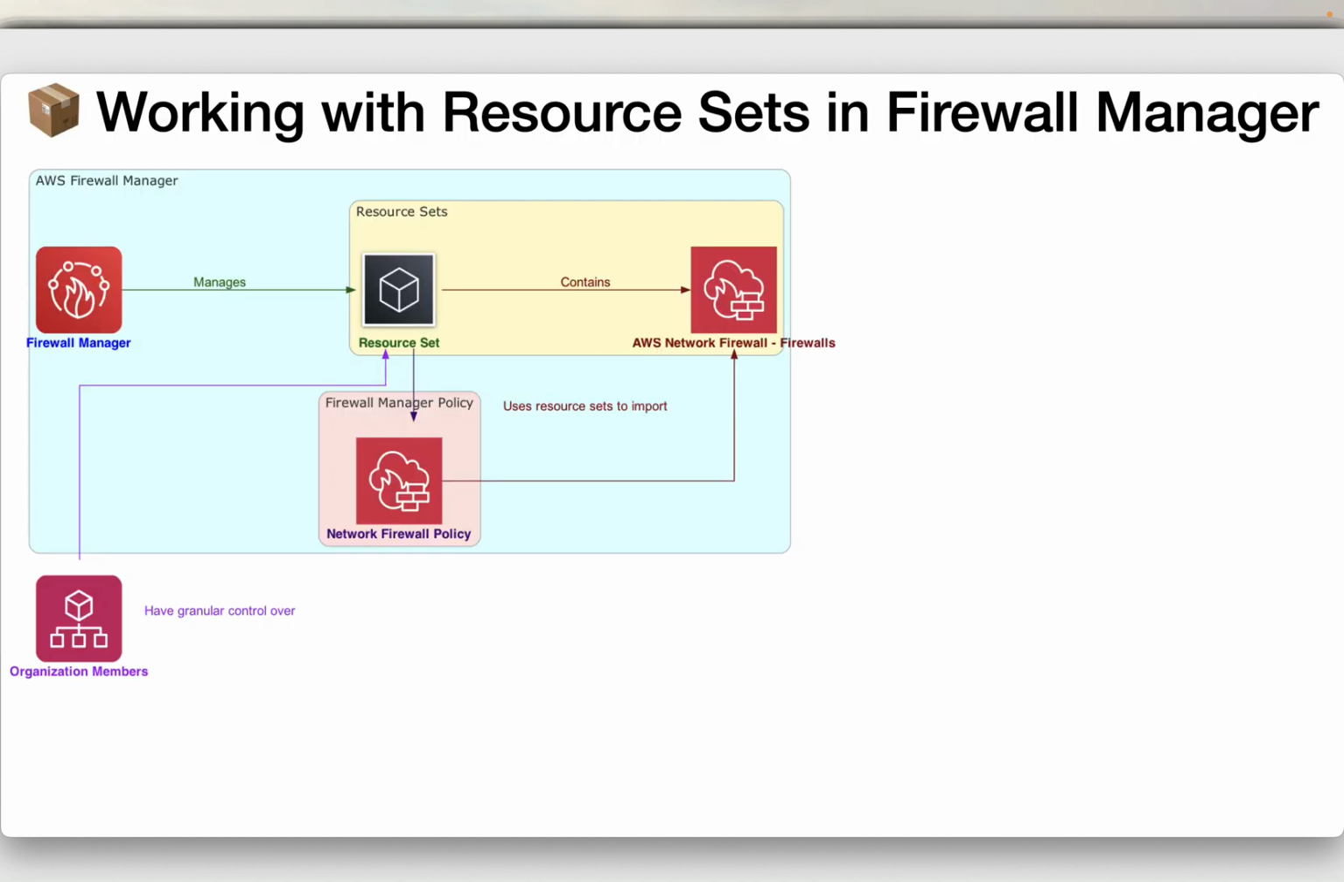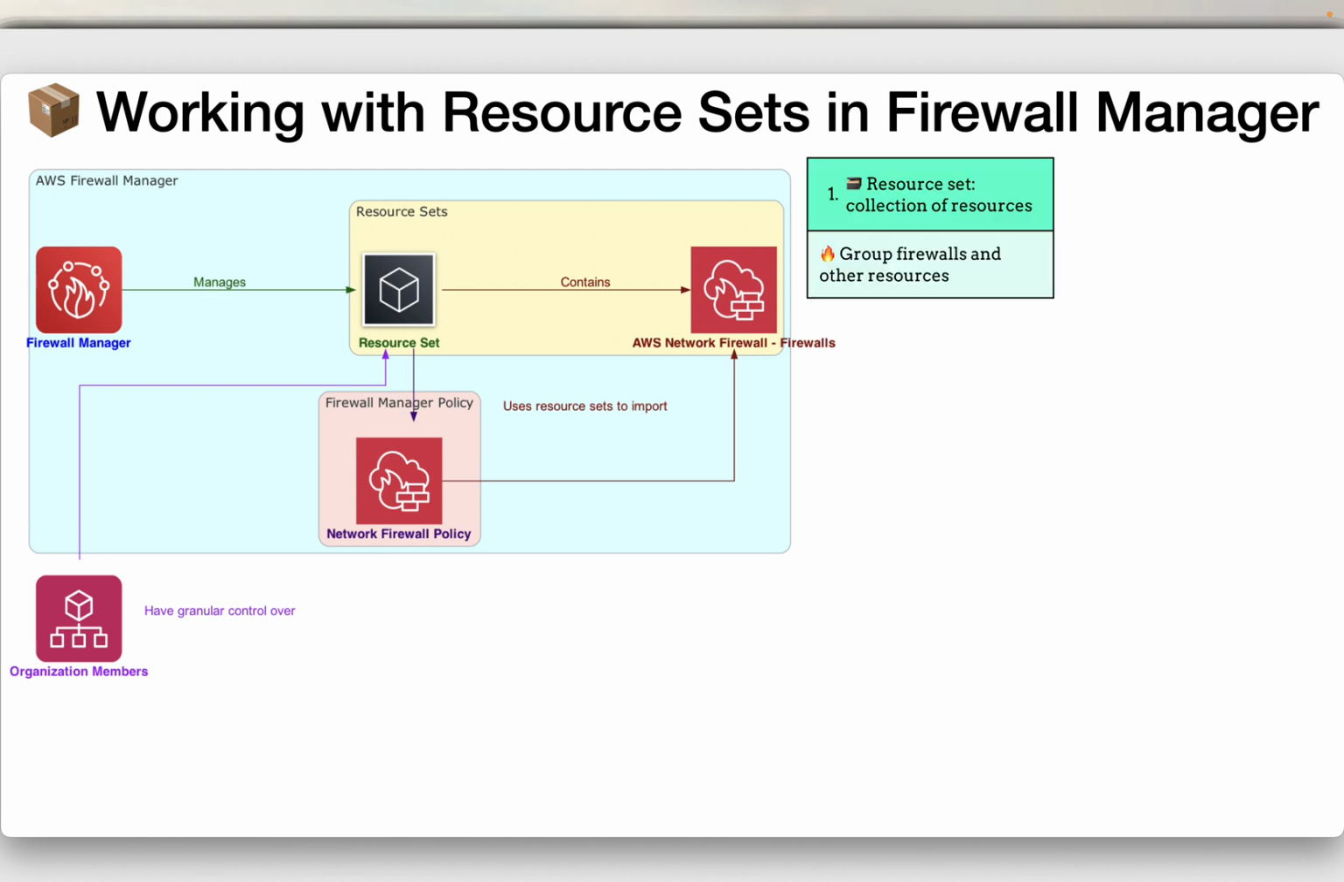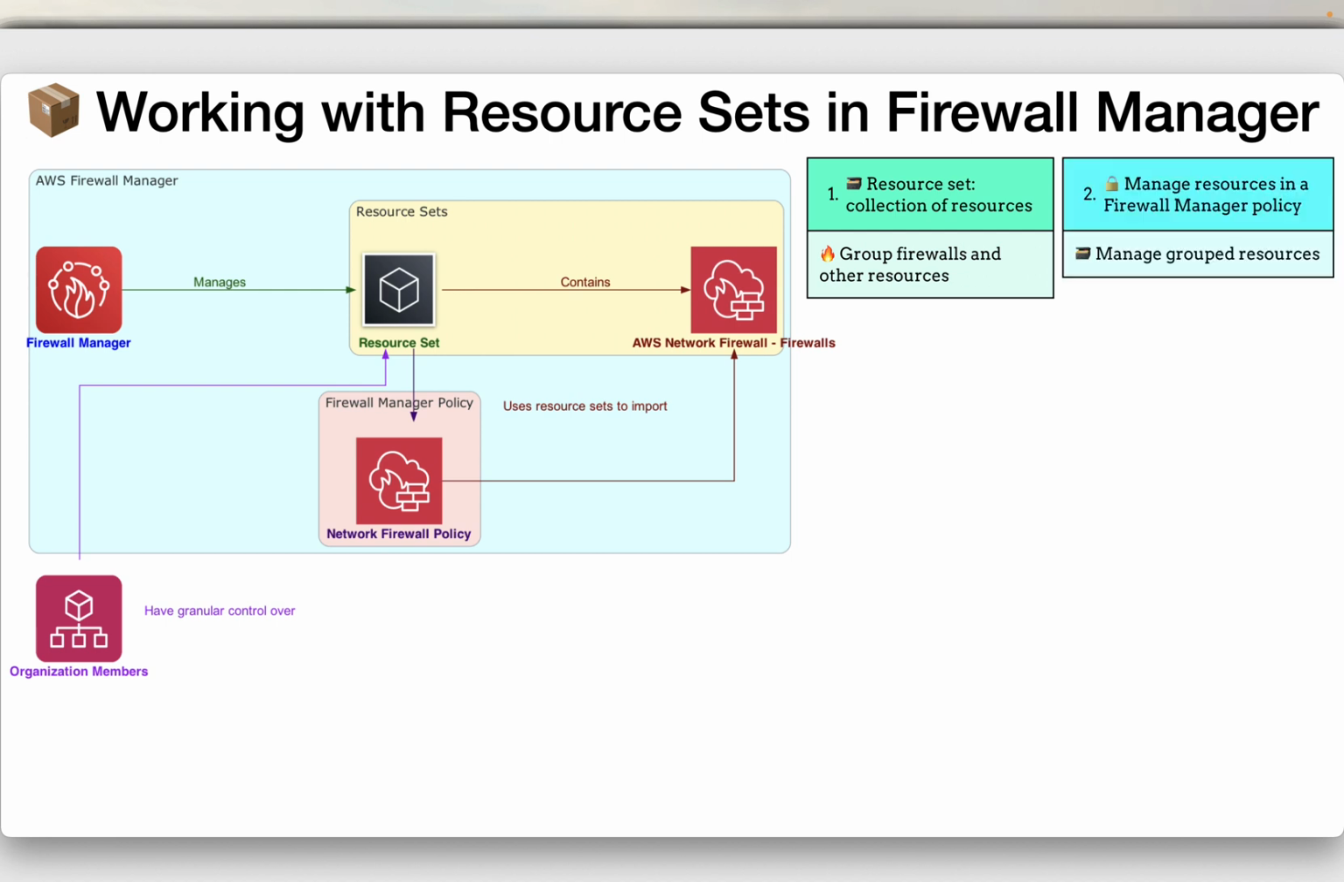And working with resource sets in firewall policy, this is a feature in Firewall Manager resource sets. So an AWS Firewall Manager resource set is a collection of resources such as firewalls or different resources that we talked about that Firewall Manager applies to. So it's a collection of resources that you can group together, and resource sets allow you to manage the grouped resources in a Firewall Manager policy. So basically you group, and so it's for easier maintenance and administration.